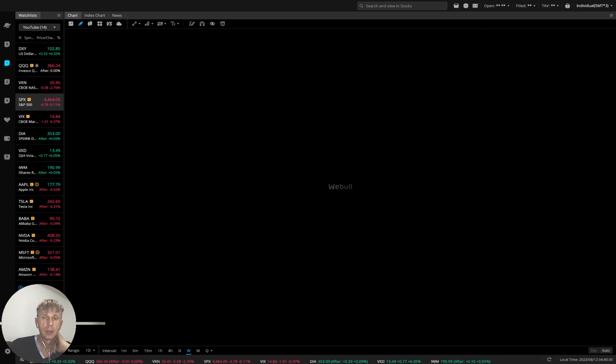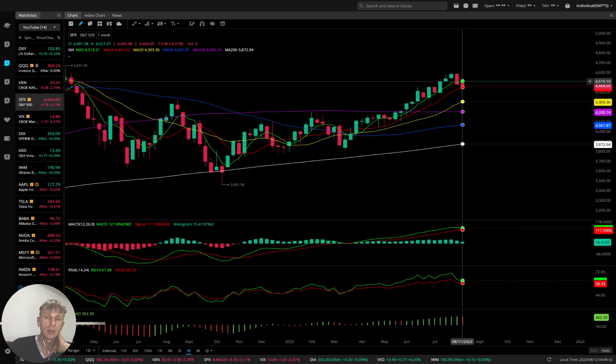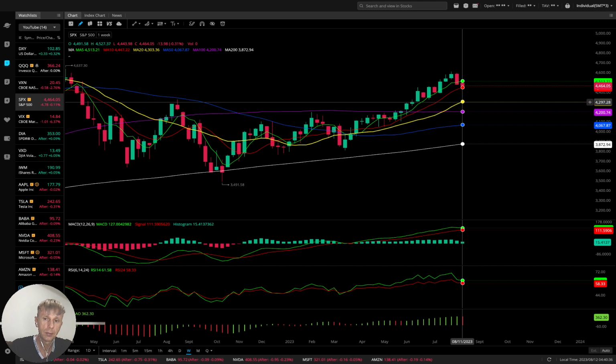And weekly it is still positive, still bullish. But last bar disconnected from 20, definitely it wants to connect back to 20.